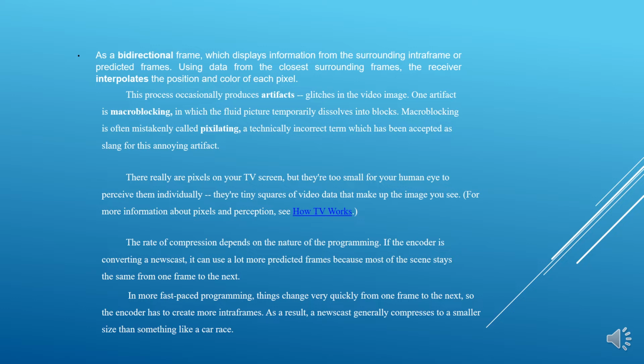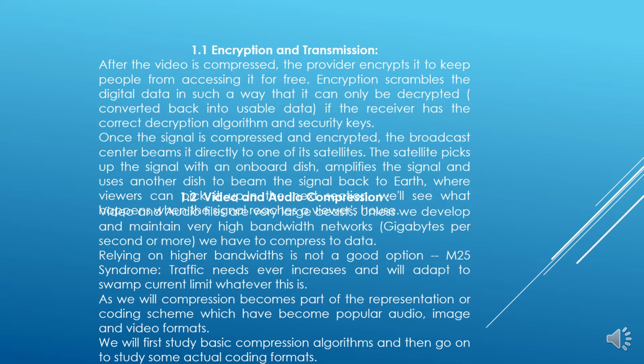In more fast-paced programming, things change very quickly from one frame to the next. So the encoder has to create more intra-frames. As a result, a newscast generally compresses to a smaller size than something like a car chase.